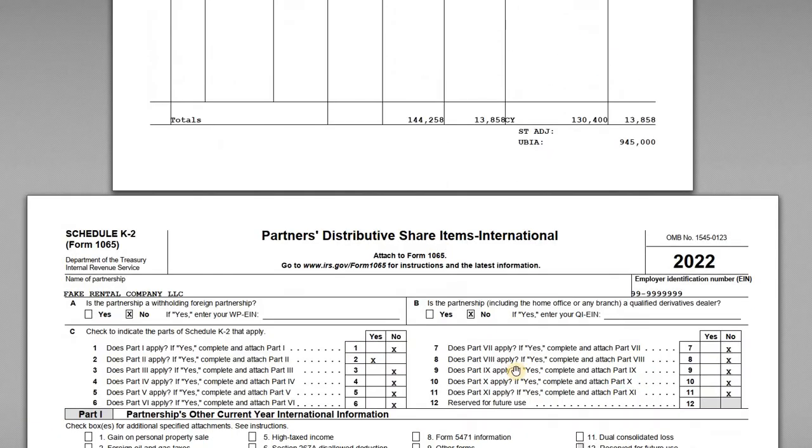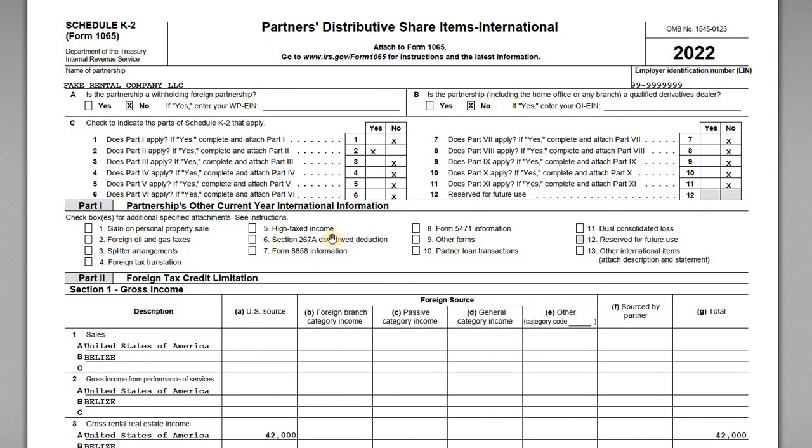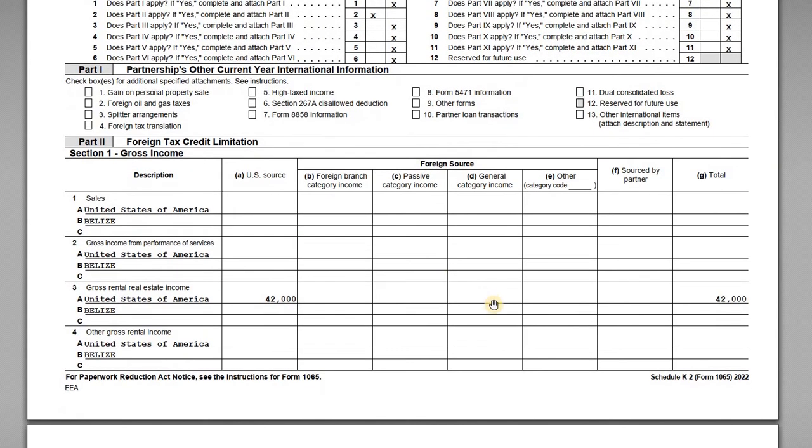All right, so now moving on to K2. So K2 and K3. K2, again, is the distributed share of international items. So in section C, you can see here lines 1 through 12, a lot of no check boxes for items that just don't apply to us, right? And so the only one we are doing is Part 2. So I've indicated yes there, and here we have Part 2, foreign tax credit limitation items.